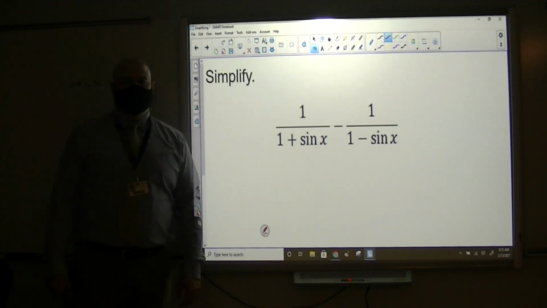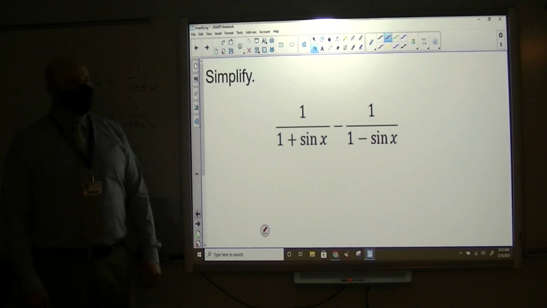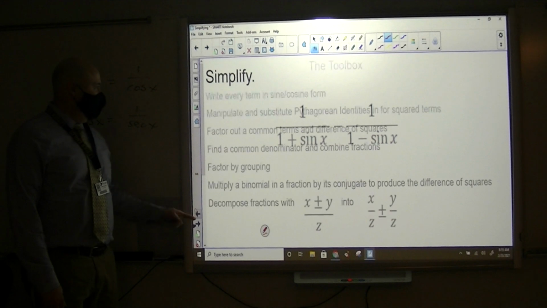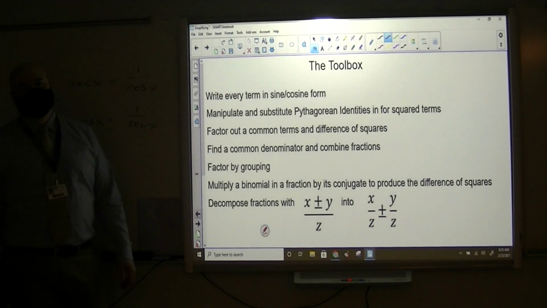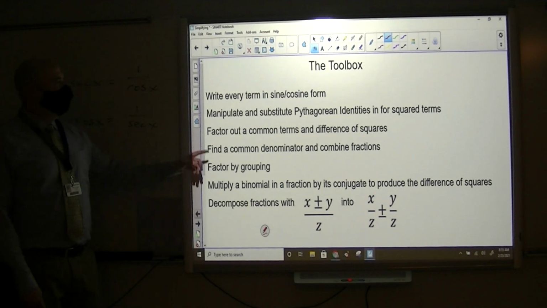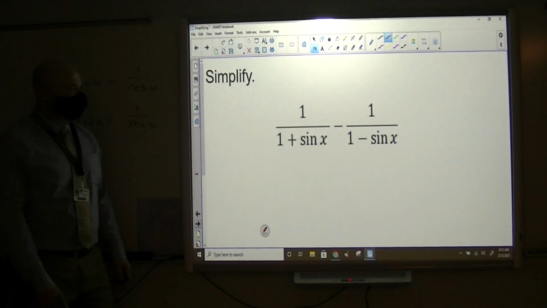Now that I have your attention again, let's take a look at this one. This one looks awful, right? Certainly does. Let's go to the toolbox. Hey, don't you think we should start with the toolbox? Yep, me too. Write everything in terms of sine or cosine.